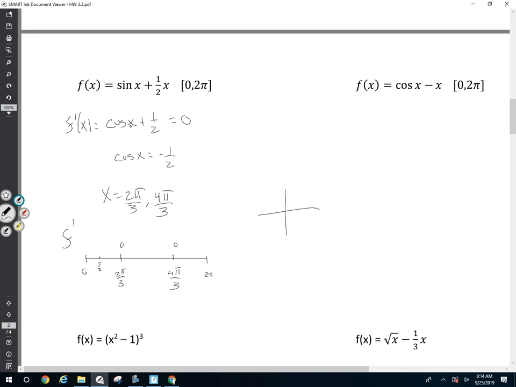Cosine of pi over 2 plus 1/2. Cosine of pi over 2 is 0 plus 1/2, positive. This is what we're thinking of. Between 2 pi over 3 and 4 pi over 3, pi, a good one to use. Cosine of pi plus 1/2. The cosine of pi is negative 1 plus 1/2 would be a negative value. Between 4 pi over 3 and 2 pi, 3 pi over 2, good one to use. We could also use 2 pi as well, but it's okay. Cosine of 3 pi over 2 is 0 plus 1/2, positive.